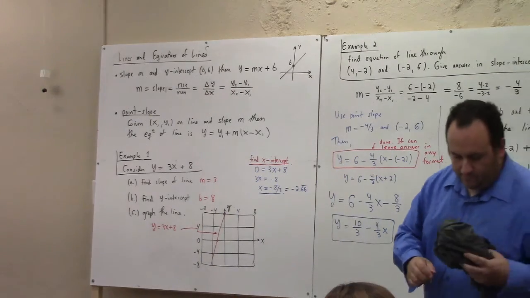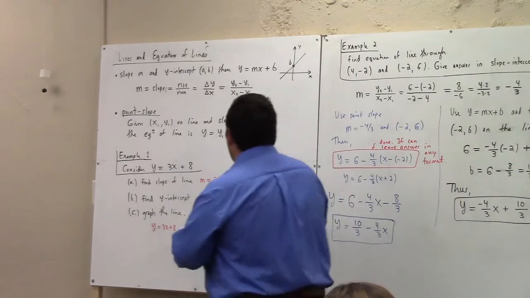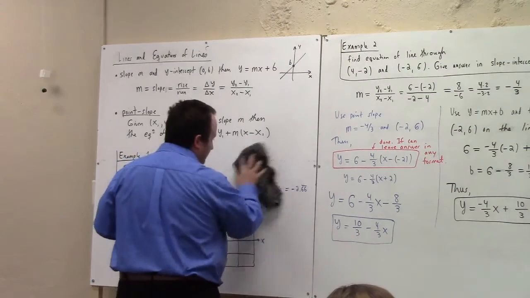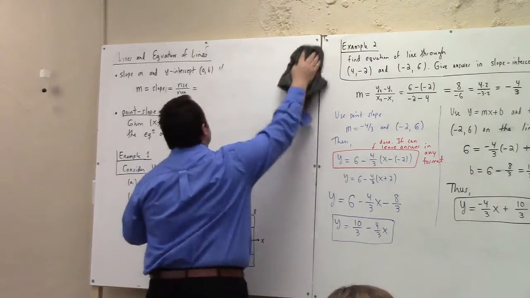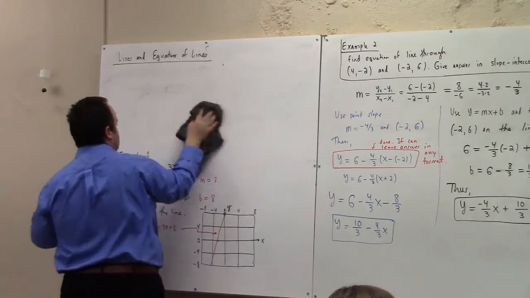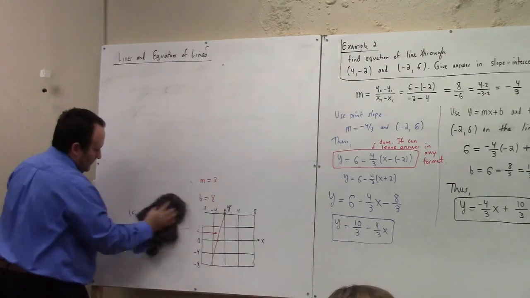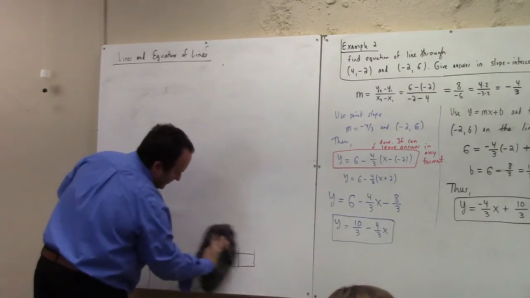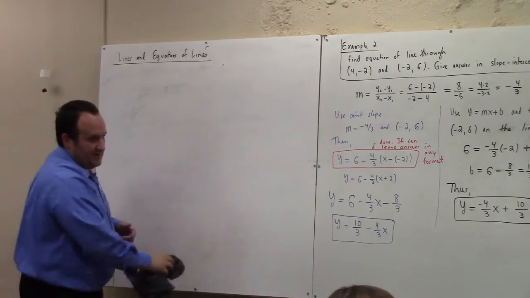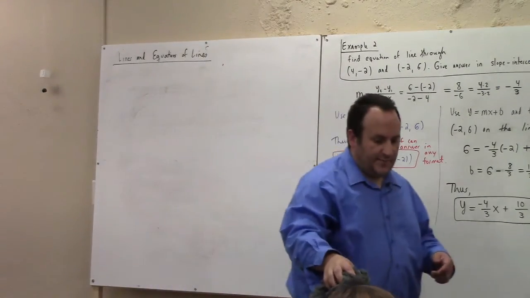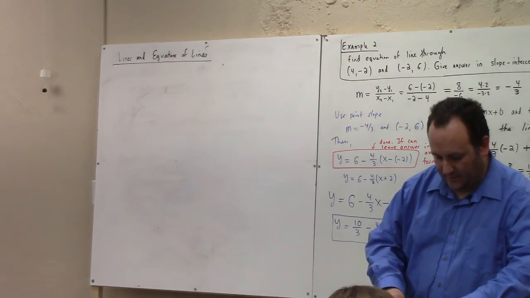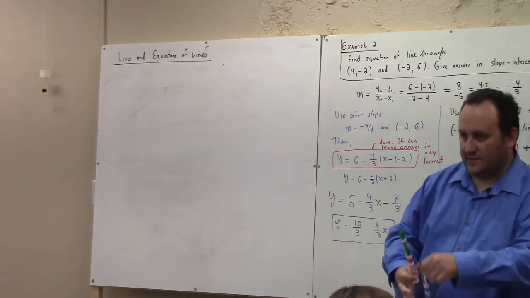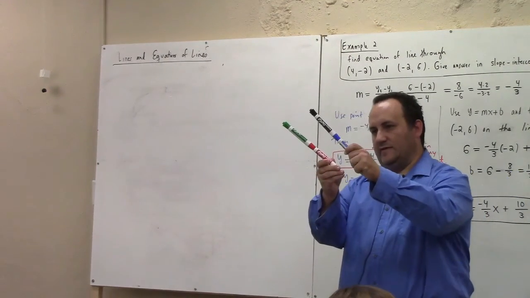All right, so now that we have that, I want to introduce two new ideas: parallel and perpendicular. Well, maybe they're not new ideas to you. You probably have an idea about what it means for two lines to be parallel. Two lines are parallel if they kind of point in the same direction, right?